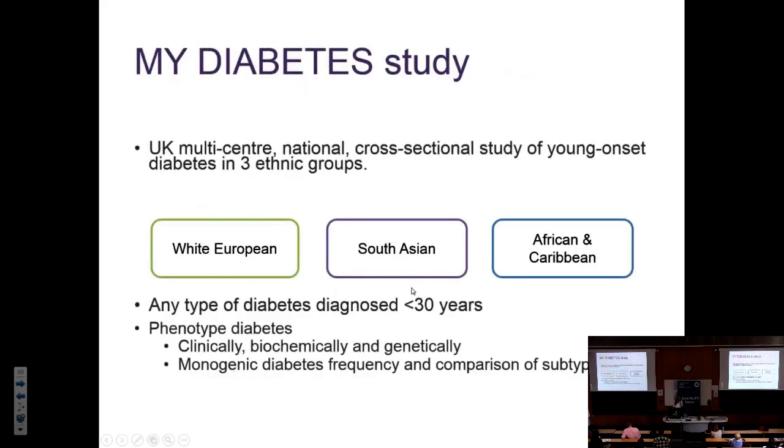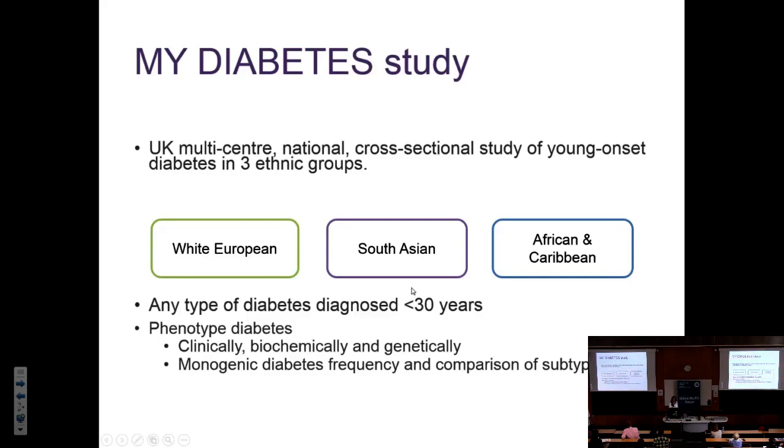So the My Diabetes study is a UK multi-centre cross-sectional study of young-onset diabetes, and I recruit people who were diagnosed with any type of diabetes before the age of 30. So really focusing on that young onset group where the diagnostic conundrum lies. And we're recruiting from 3 matched groups: White European, South Asian and African Caribbean. It's a cross-sectional study, so they come in for a single visit and we phenotype them by looking at those specialised tests, but also taking a DNA sample on everyone and looking at their genetic background, and also filling in a questionnaire about their diabetes history.